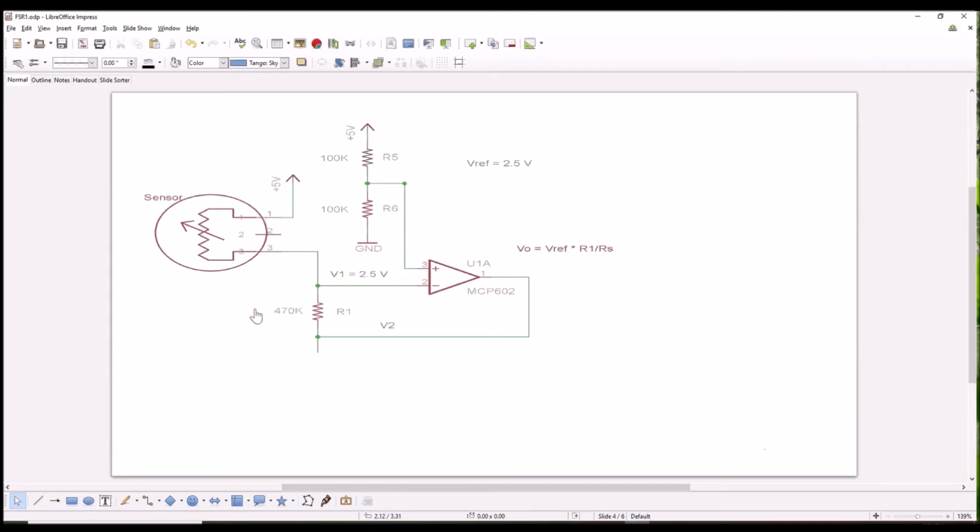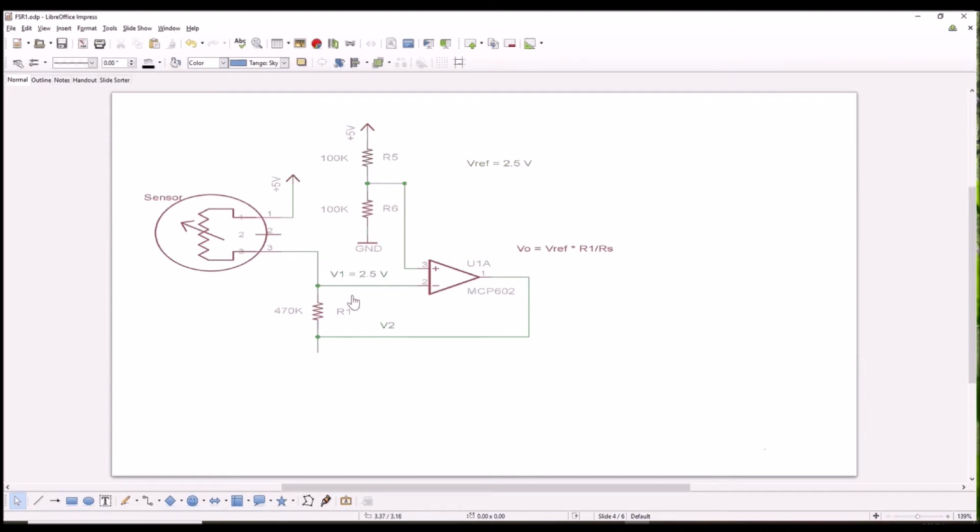The sensor is connected as before to the negative input of the op-amp, except that it is also connected to 5 volts. The positive input of the op-amp is connected to a reference voltage, which is obtained with a voltage divider from 5 volts to ground. So that reference voltage is 2.5 volts. The op-amp is using negative feedback through R1 to make its negative input equal to its positive input. So the op-amp ensures that V1 is equal to 2.5 volts, and this voltage never changes.